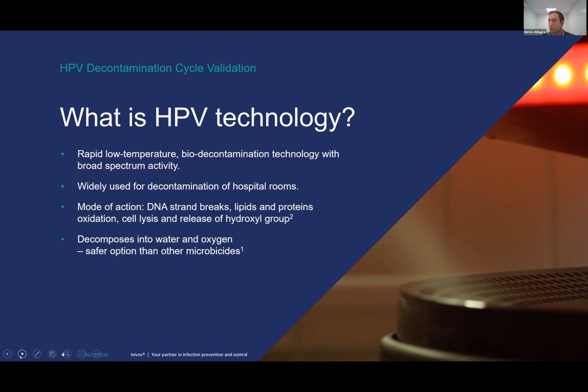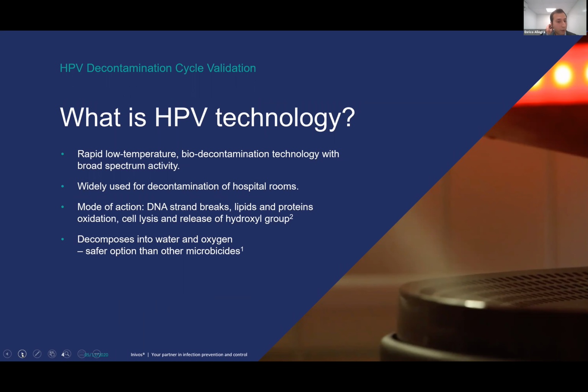It's also worth mentioning that hydrogen peroxide readily decomposes into oxygen and water, making it a much safer option than much of the competition out there, such as formaldehyde or ethylene oxide. It also requires smaller exposure times compared to these other decontaminating agents, making it a better choice, hence why it has become more and more used, especially nowadays during our pandemic.